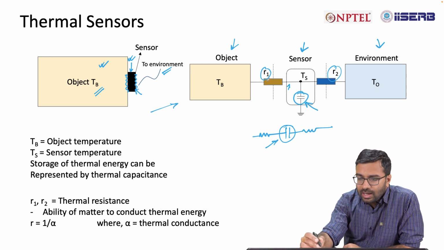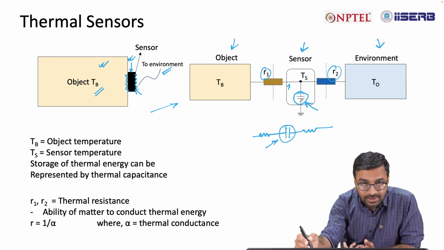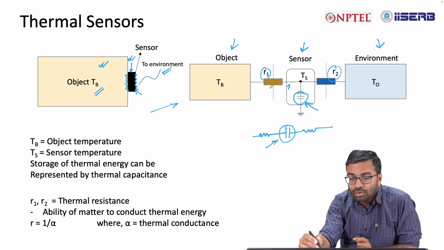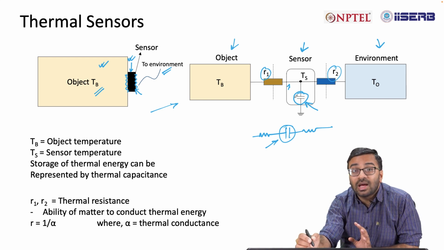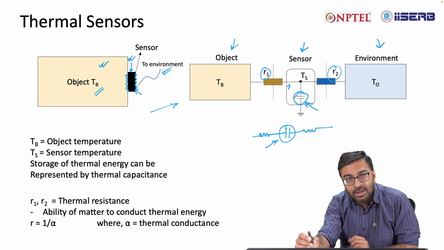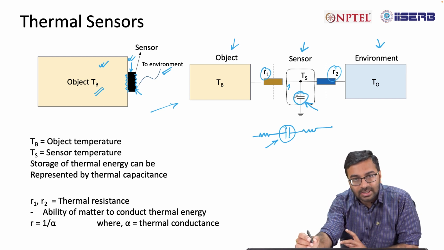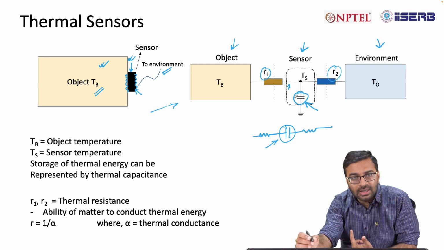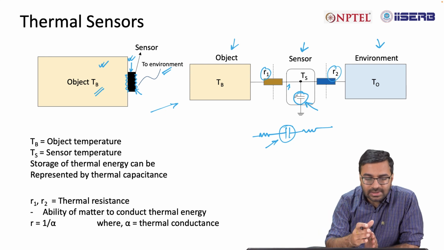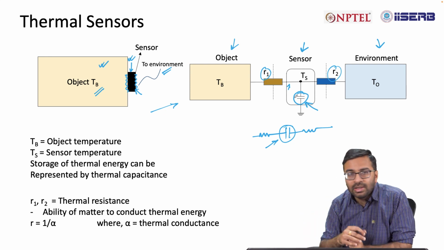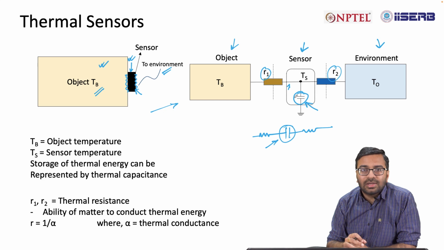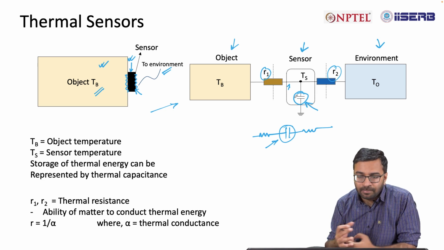So R1 and R2 are two thermal resistances, and then we have a capacitor connected to them, which is a thermal capacitance. Please remember, in this case all resistances and capacitances are thermal resistance and thermal capacitance, not electrical, but they are equivalent to electrical resistance and capacitance. Why are we doing this? Because if you convert the entire system to an electrical equivalent, it becomes much easier for us to understand the phenomena.